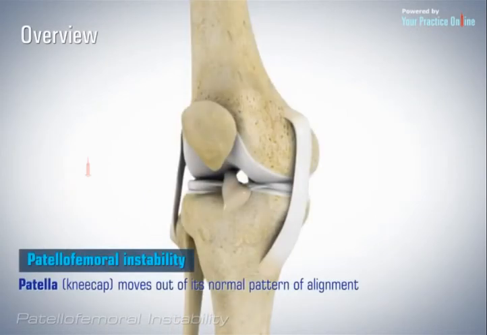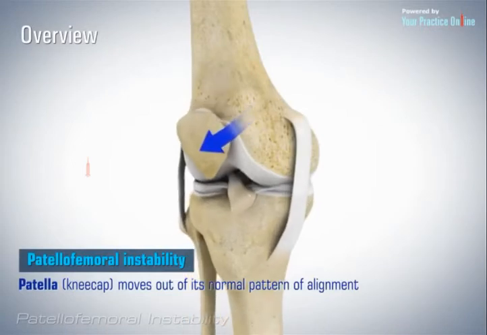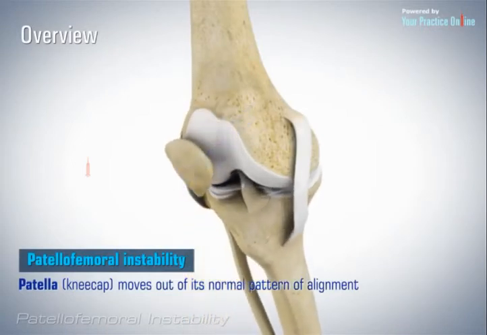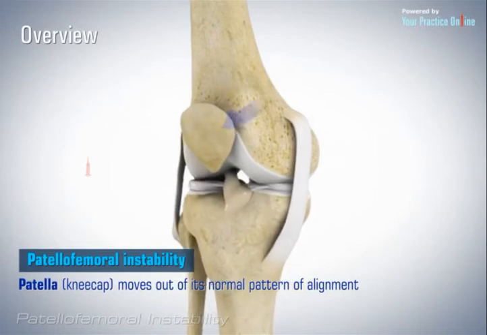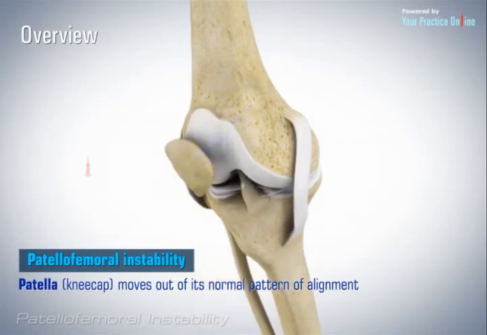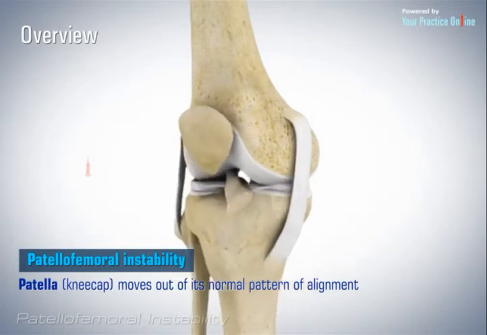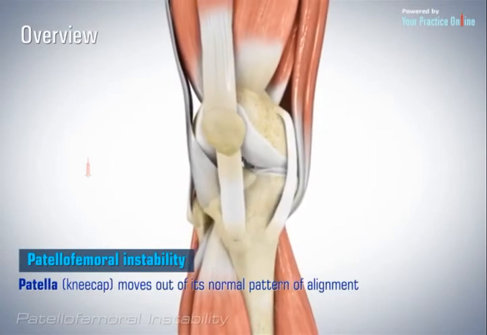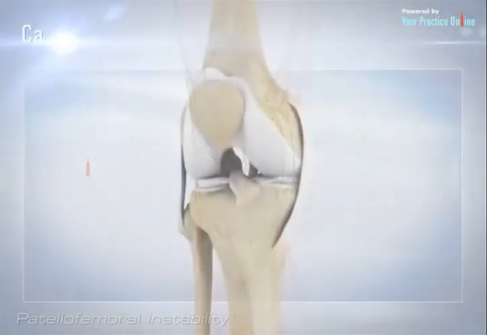Patellofemoral instability means that the patella, kneecap, moves out of its normal pattern of alignment. This misalignment can damage the underlying soft structures, such as muscles and ligaments that hold the knee in place.